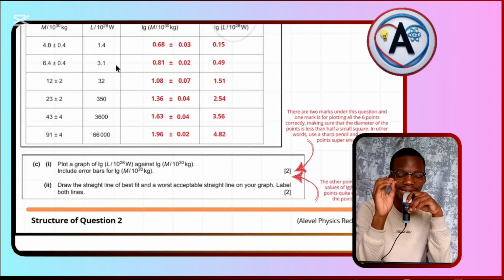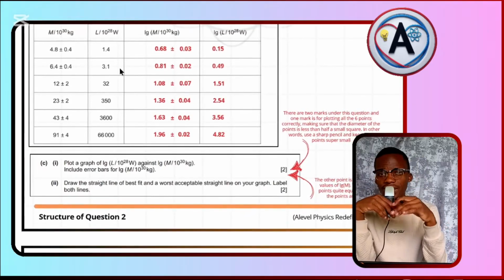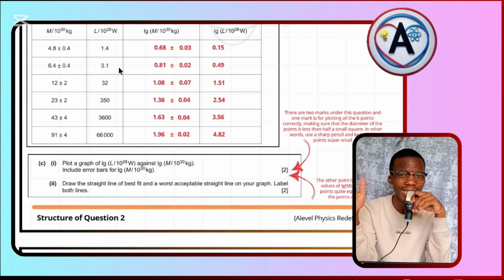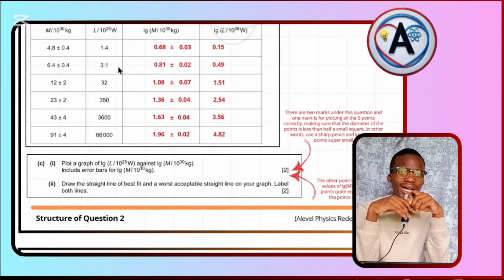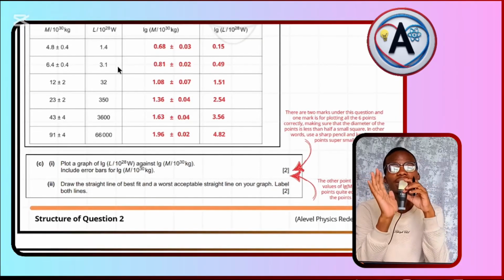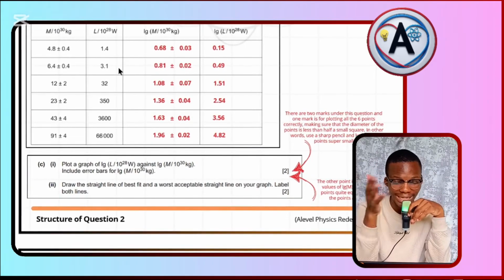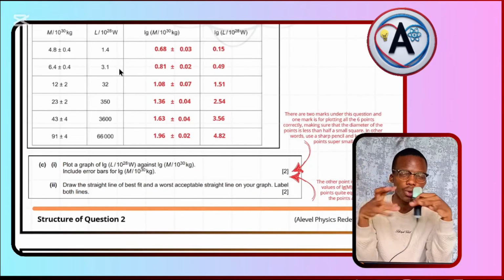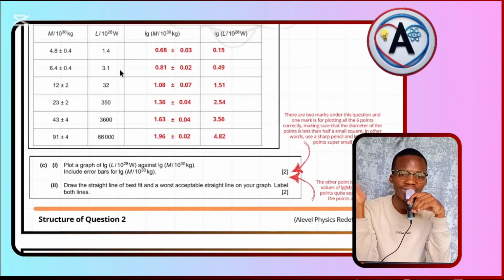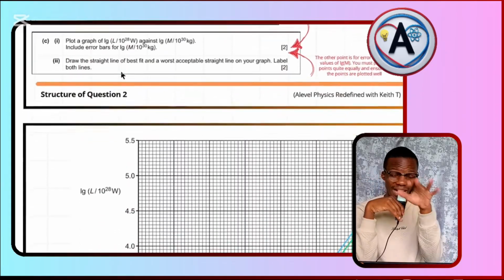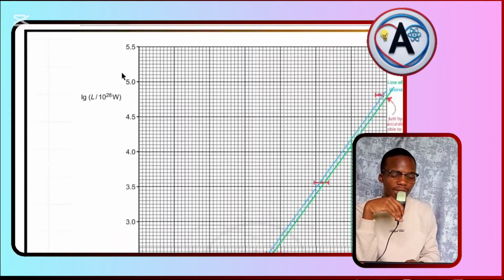The other one is drawing the straight line of best fit. So we're going to understand in this video what exactly is the straight line of best fit. And if you need help in further drawing that, you can also ask for a video separately just for the straight line of best fit. I can also make that for you. And the worst acceptable straight line on your graph. And the goal is for you to label both of these lines. So those are the 4 marks that we're going to cover in this video. And after this video, you should be able to get this mark correctly.